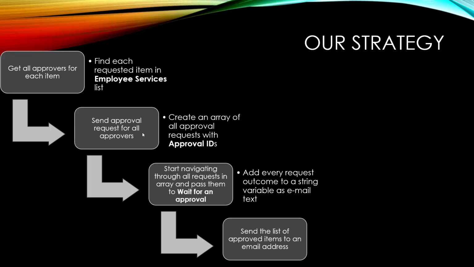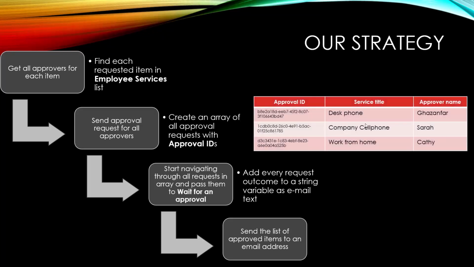When we are processing all the requests, everything should look like this in an array. So I need to create an array that has the approval ID, the service title, and the approver name. Remember, all the requests are out. After that, after everything is out, now we need to start reading the arrays, so approval IDs, one by one, and go for wait for approval. And this is the time that we actually get our answers for each item, and then we can compile the list of items into a variable and stick it into an email and send it out. Let's go ahead and do it.